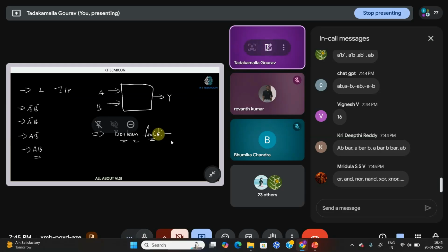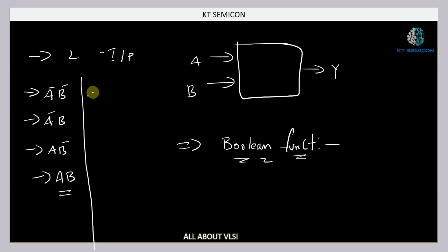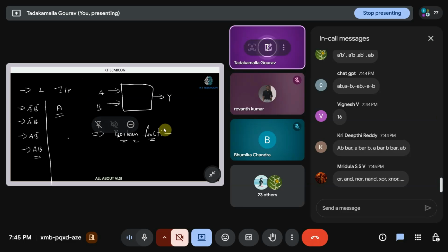Let's say if I want to implement a Boolean function, simply A, then according to your definition, this should not be implemented. Am I right? If I want to implement a Boolean function A using this two input LUT, that cannot be implemented because it is not present in this list. Am I right? Yes or no?